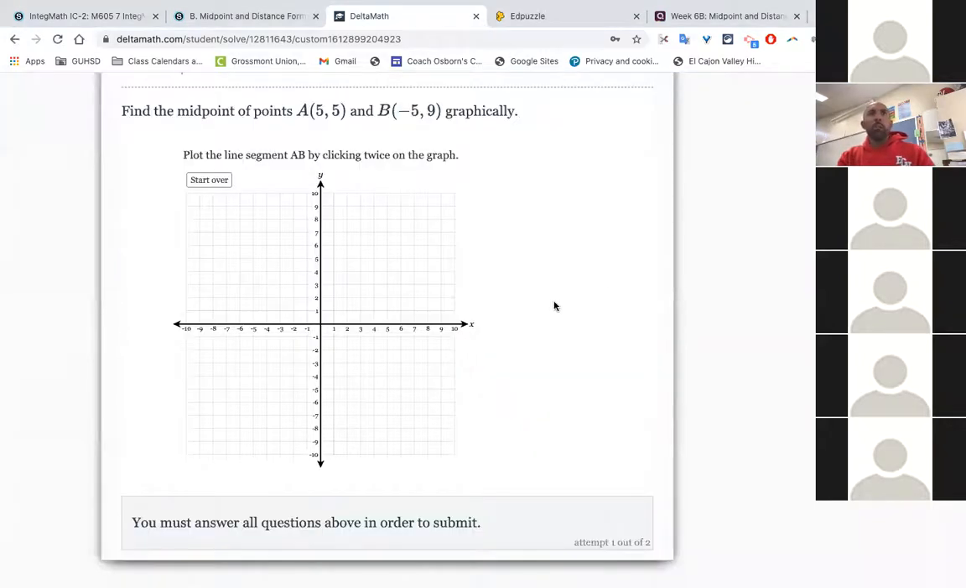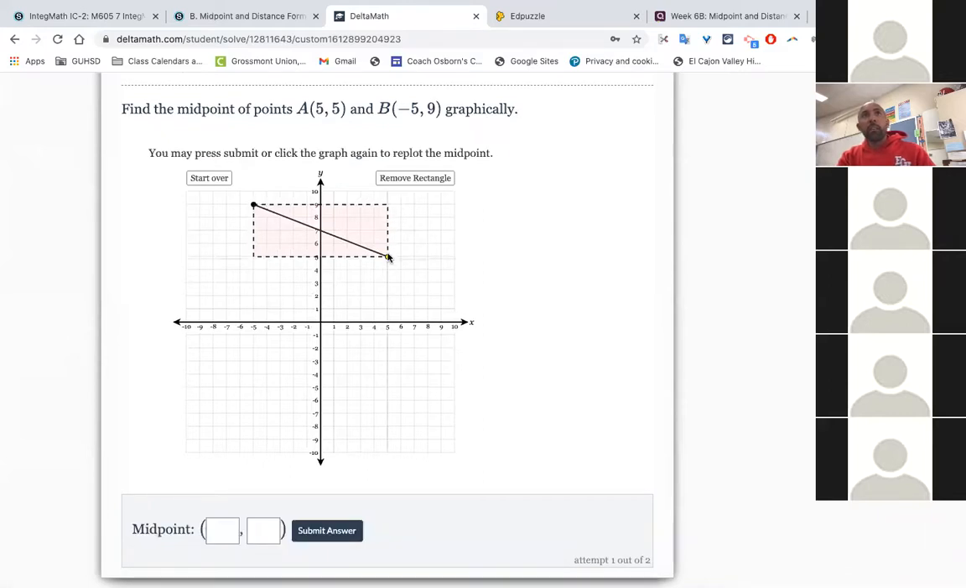Okay, so again, this one I'm going to start with 5, 5. So go over to 5, 5 and graph that. And then I'm going to graph the second point, which is -5 and then +9. So I go up 9 there. And now I'm going to draw that rectangle. So I just click on one point and drag it until I get to the other point. And then those little crosshairs show up, and that'll help me find the middle. You can see the middle is literally right there on the y-axis. So that point is 0 and 7. So that's pretty much all you're doing with that.